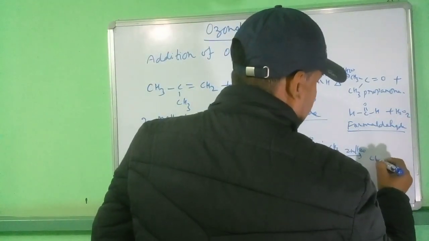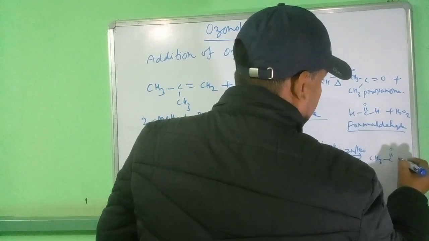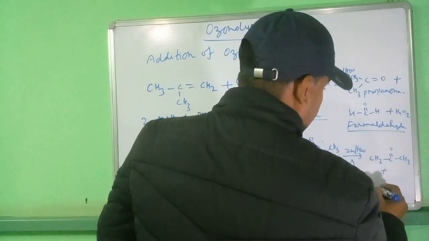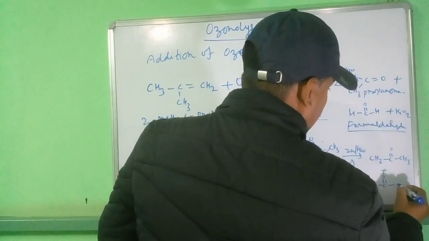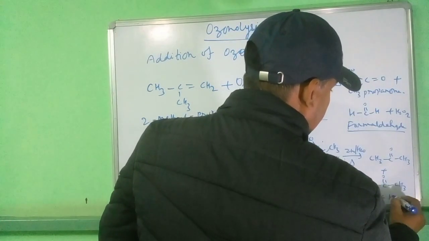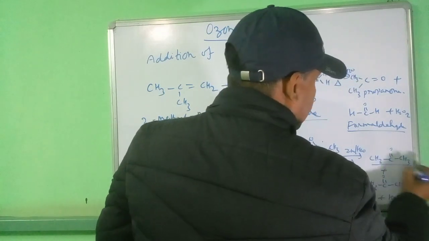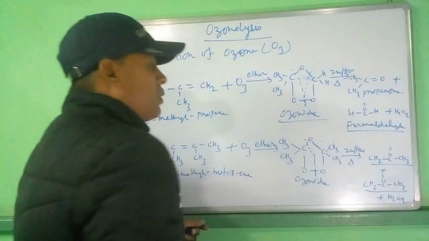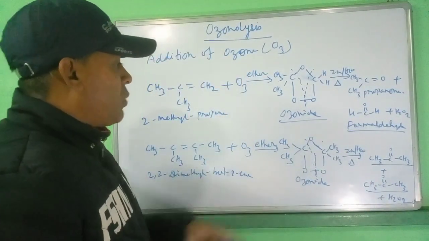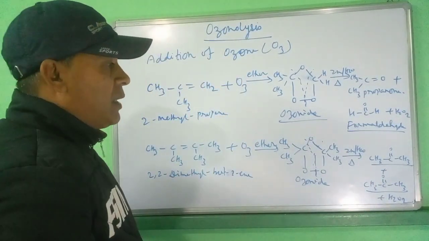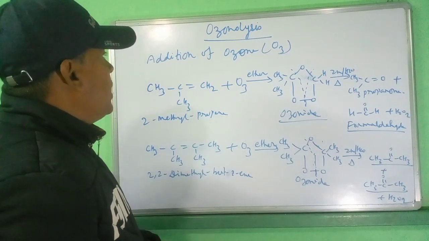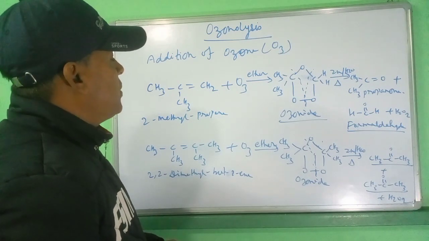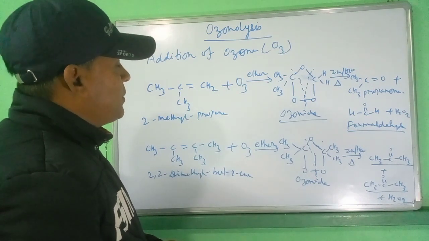Here CH3, C double bond O, CH3, one molecule. Other again CH3, C double bond O and CH3 plus hydrogen peroxide. This is what? Propanone. Again propanone means two molecules of the ketone. Carbonyl compound, only ketone can be obtained. Okay. So this way we can write the addition of ozone to the alkene. Okay. These are the reactions of ozonolysis of alkene.